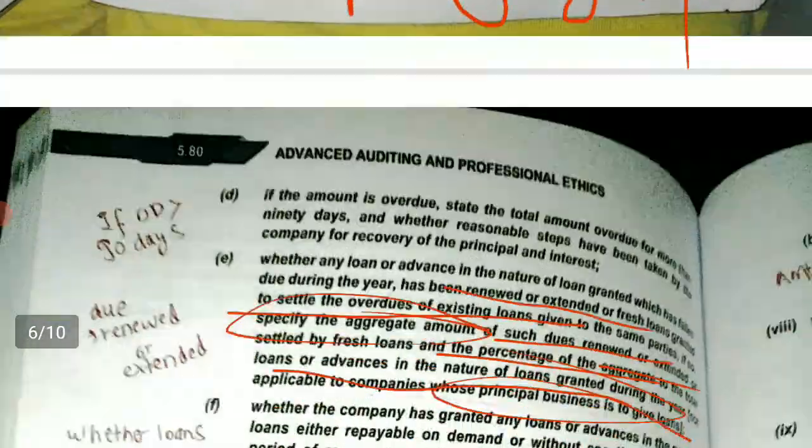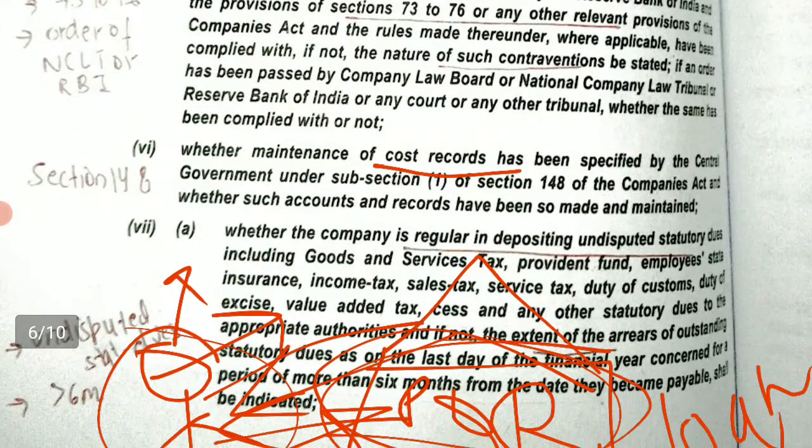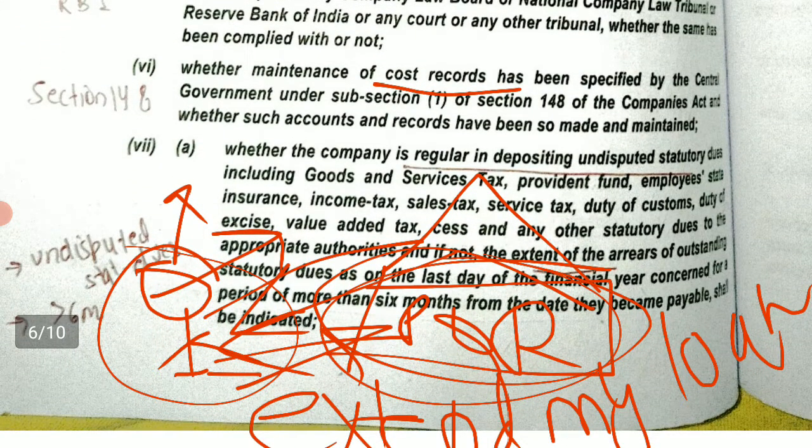Now clause number 6 talks about your cost records. So whether maintenance, now who is our client? Our client is PQI Limited, and who are we? We are the auditors. So whenever we are preparing the report of PQI Limited, we have to check whether maintenance of cost records has been specified by the central government under subsection 1 of section 148 of the Companies Act, and whether such accounts and records have been so made and maintained.